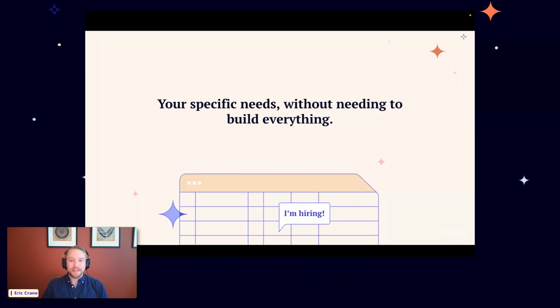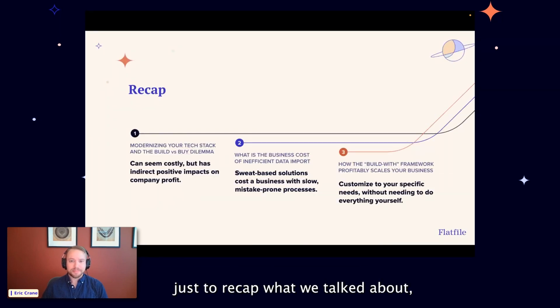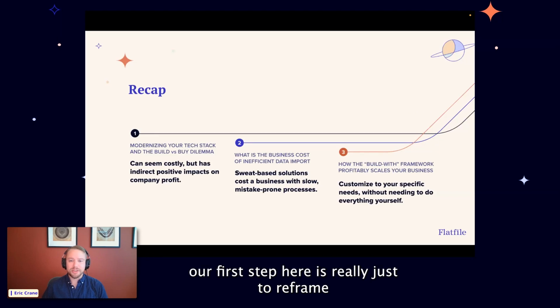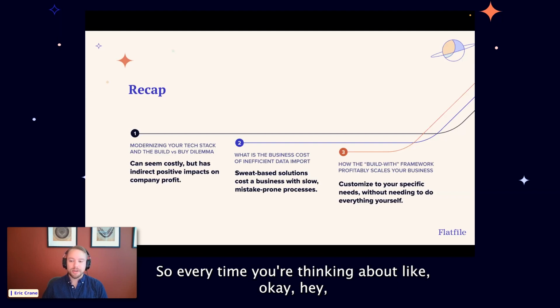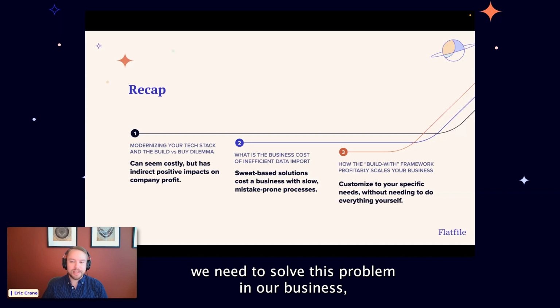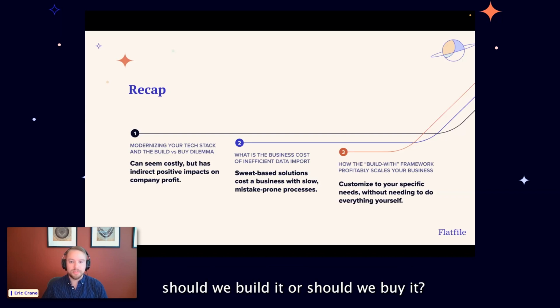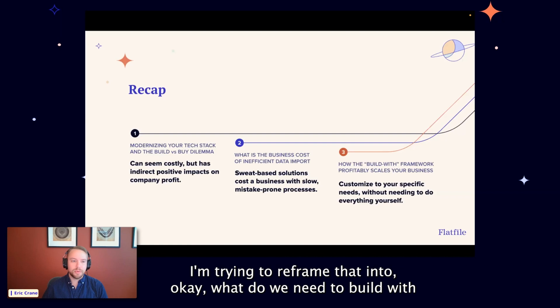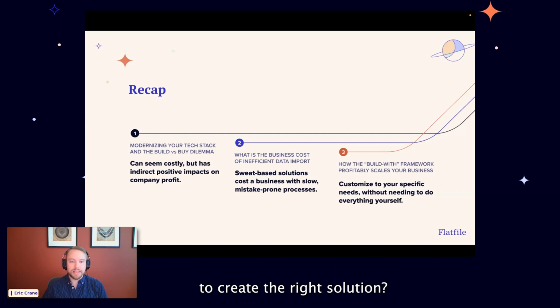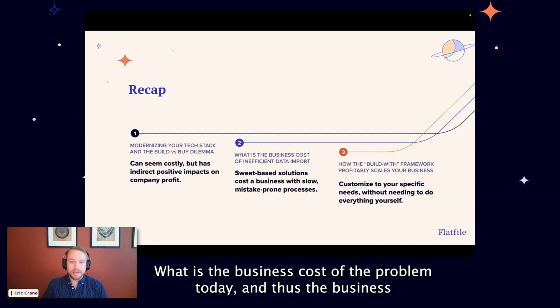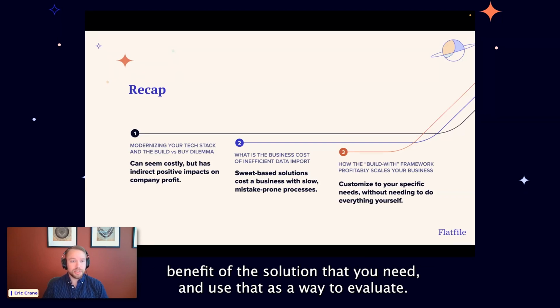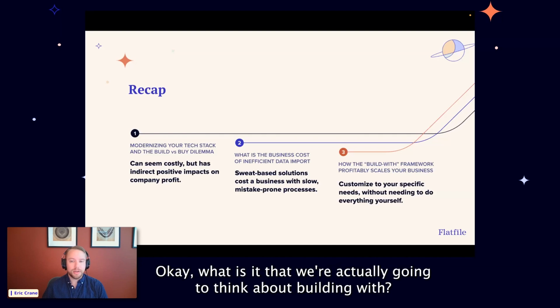So just to recap what we talked about, our first step here is really just to reframe the build versus buy question to a build with question. Right? So every time you're starting to think, okay, hey, we need to solve this problem in our business, should we build it or should we buy it? I'm trying to reframe that into, okay, what do we need to build with to create the right solution? The second is to understand the costs of the problem. What is the business cost of the problem today, and thus the business benefit of the solution that you need, and use that as a way to evaluate what it is that we're actually going to think about building with?